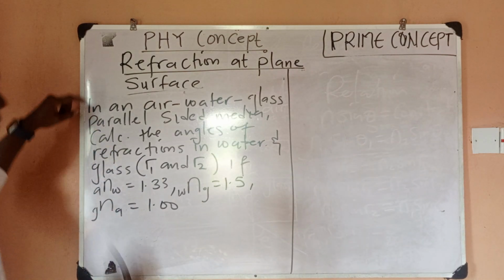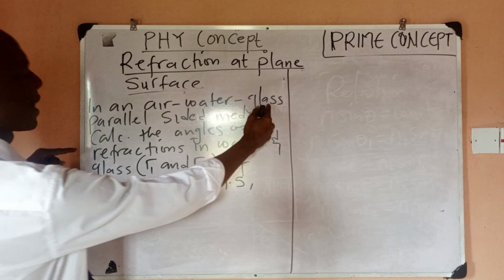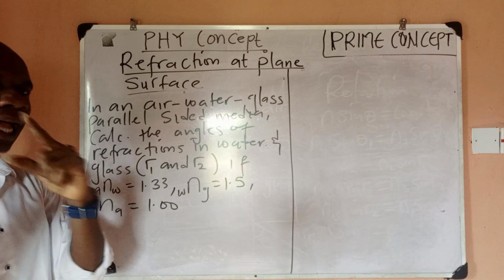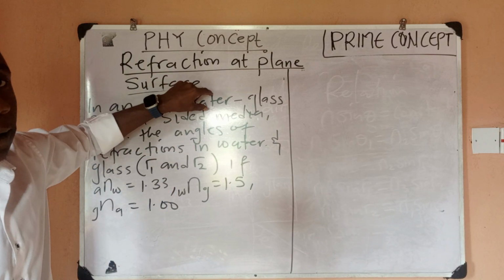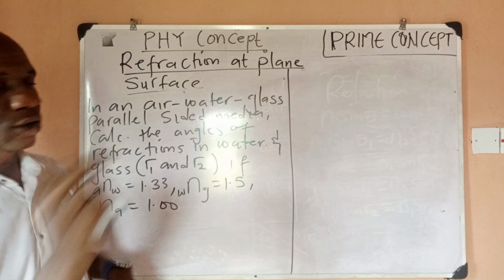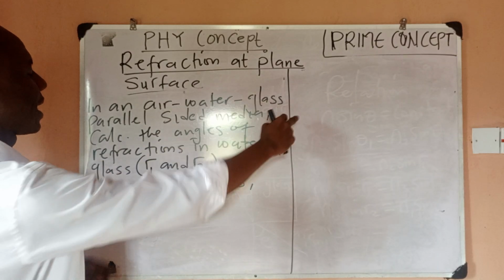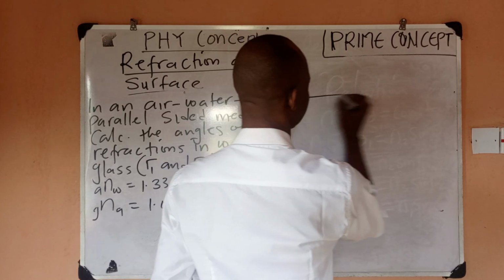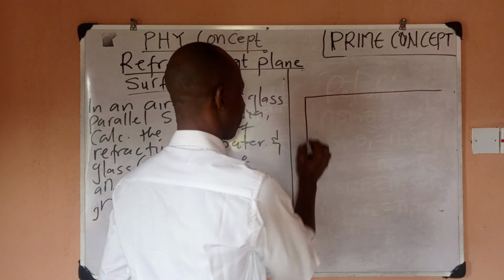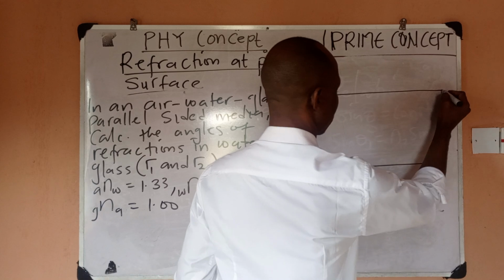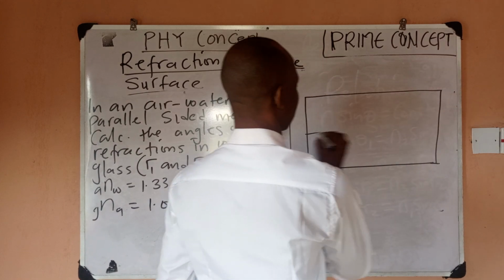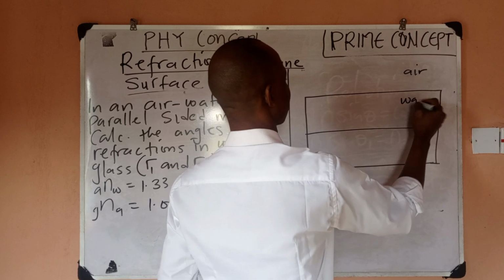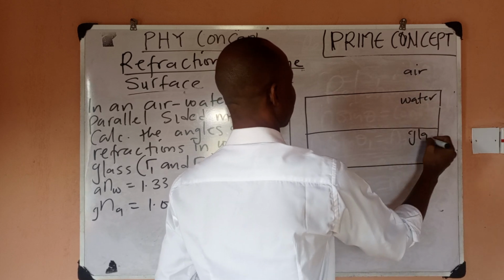Let me draw. We have air, water, glass parallel-sided media. Light is traveling from air to water, and then from water to glass and back to air. So I'll draw that. We have something like this. This is air, this is water, and then this is glass.